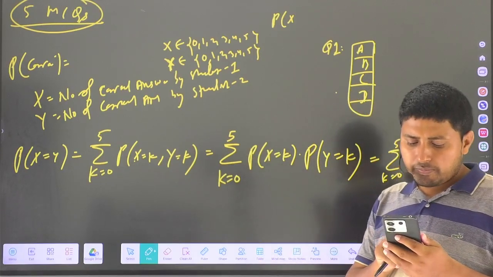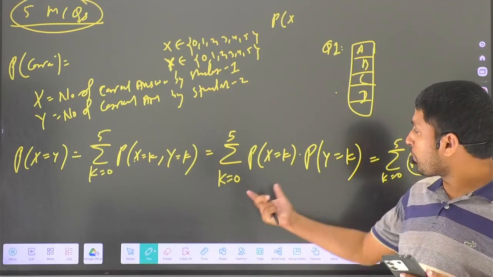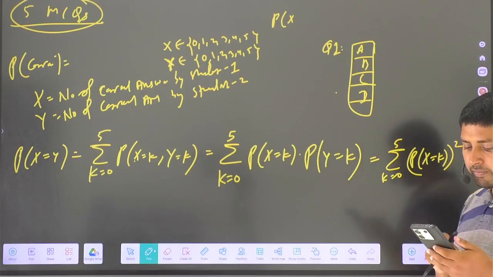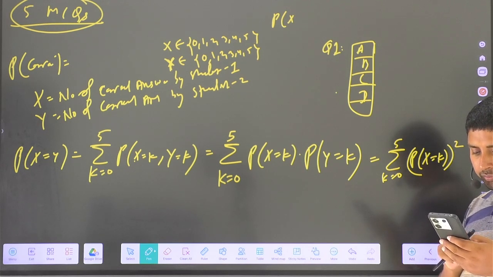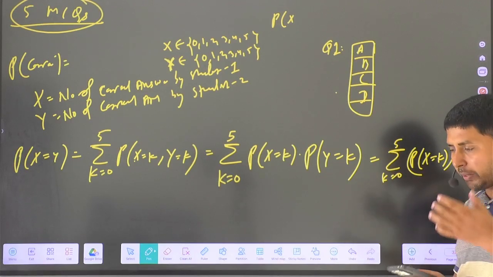Okay. Then did you get the answer that way? Did you try this? Yes, sir. I actually tried that binomial way, from 0 to 5. But the answer key shows option A, but I am getting a different answer. No problem. The answer key might be wrong.